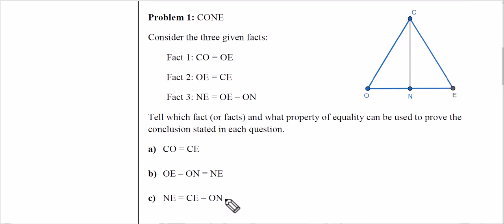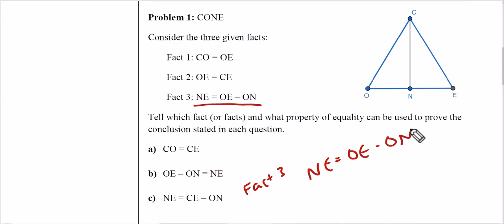For part C, we would have begun with fact 3, which is NE equals OE minus ON. But do you notice that the NE is there and the ON is there, but the CE became OE? How come? It's already on your notes. It's already on your page right now. So if you want to pause and think about it, that might be a good idea.